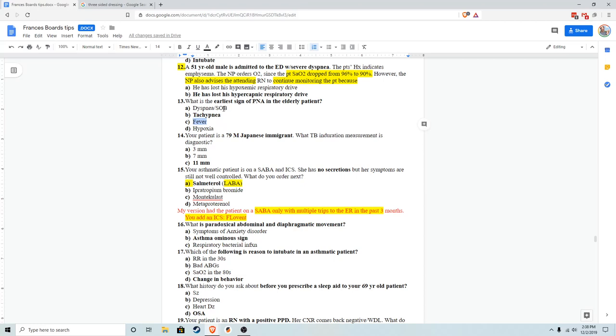So we're looking at the earliest sign. Basically it's looking at what are we going to see first. So we know fever is not it. That one we can toss right away. Looking at this question, the catch word is earliest sign. What's going to happen first? Are they going to complain about dyspnea first? Are they going to be tachypneic first? Or are they going to be hypoxic first?